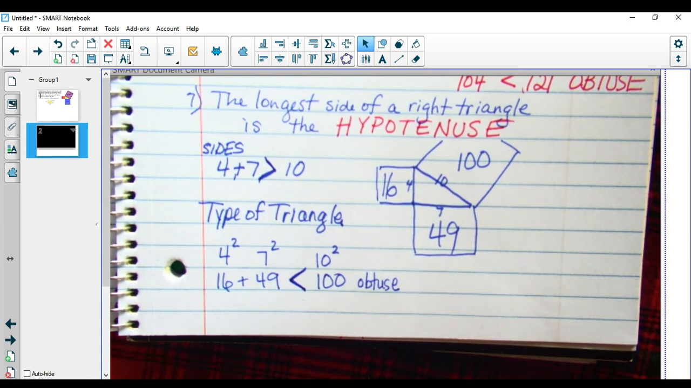The sides determine if it's a triangle. The squares of the sides determine the type of triangle.